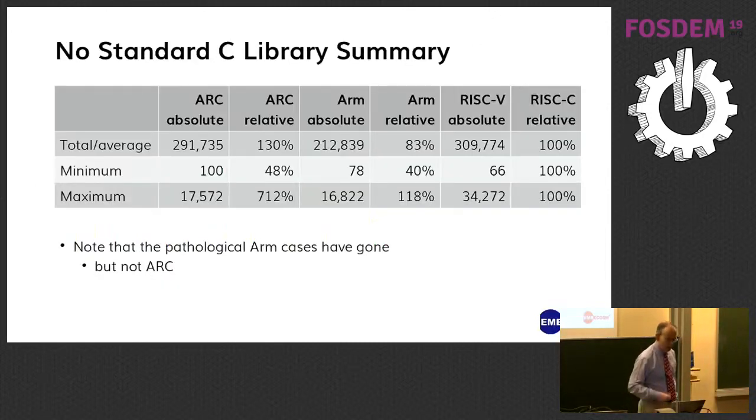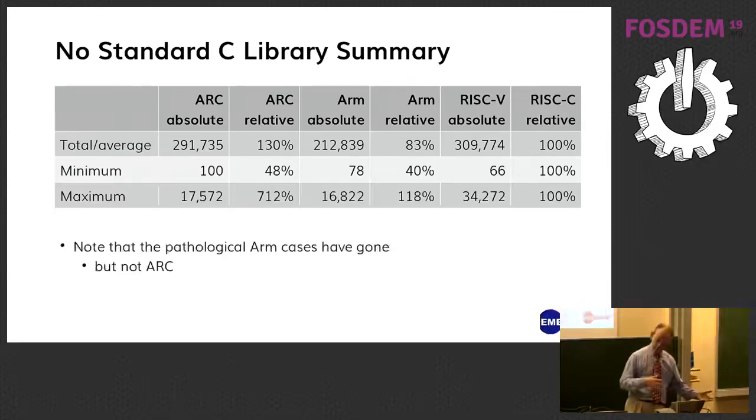And what we see here is that suddenly ARM looks very good. In particular, you may not notice that the very worst ARM program relative to RISC V is now only 18% bigger. None of those several 100% bigger. So the pathological cases have gone away for ARM, suggesting there is some pathological code in the C library that's linked into one or two programs.